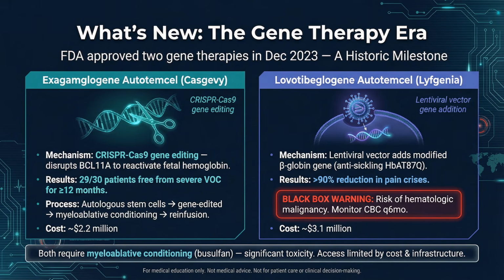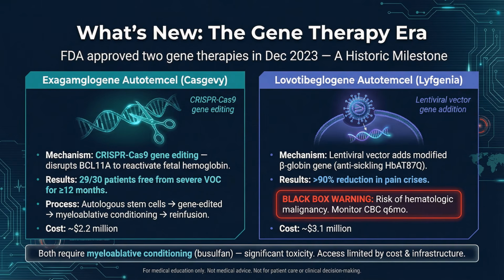And that brings us to the most exciting development in sickle cell disease in decades: the gene therapy era. In December of 2023, the FDA approved two groundbreaking therapies. On the left, we have Casgevy, which uses CRISPR-Cas9 gene editing to reactivate the production of fetal hemoglobin. The results have been remarkable, with nearly all patients in the trial remaining free from severe pain crises.